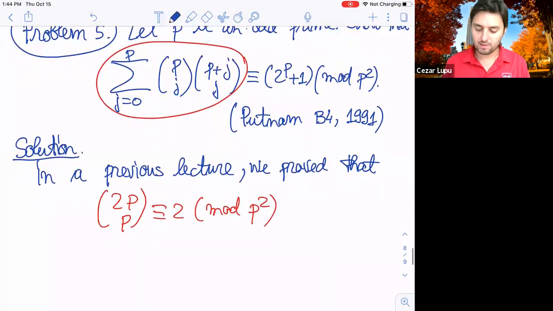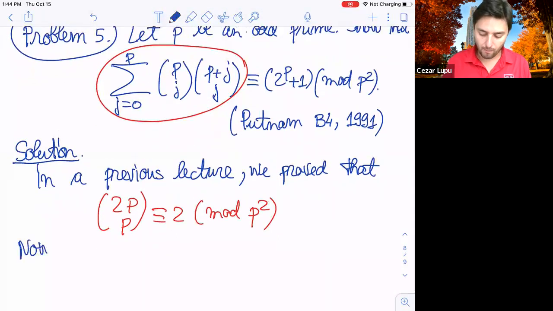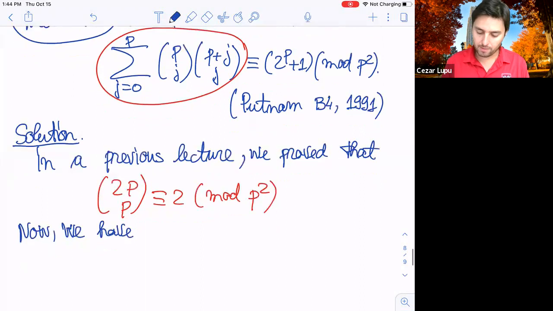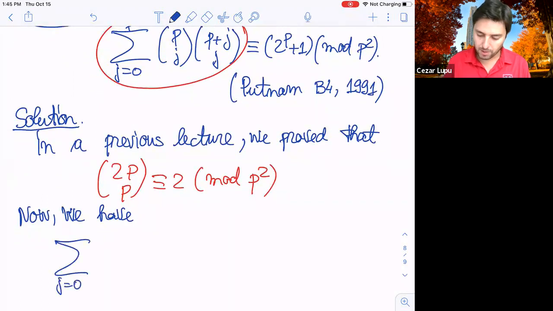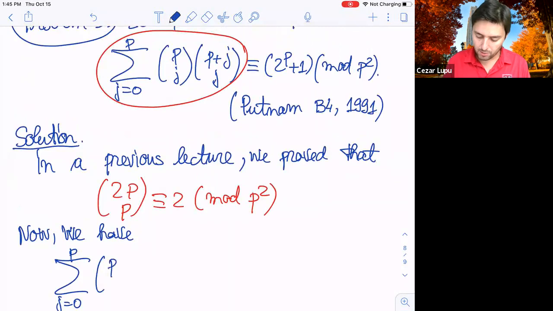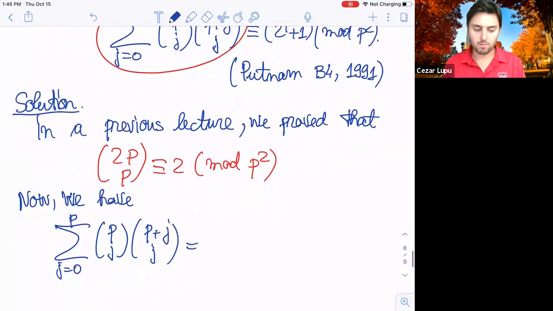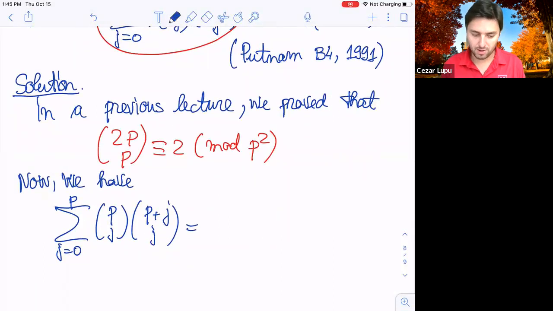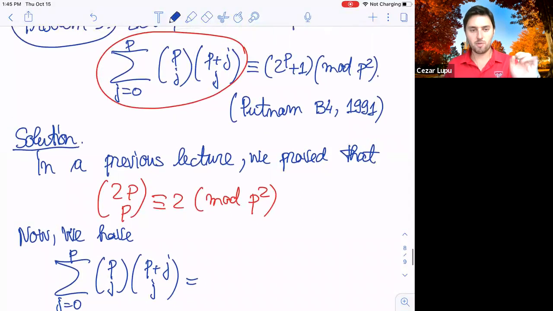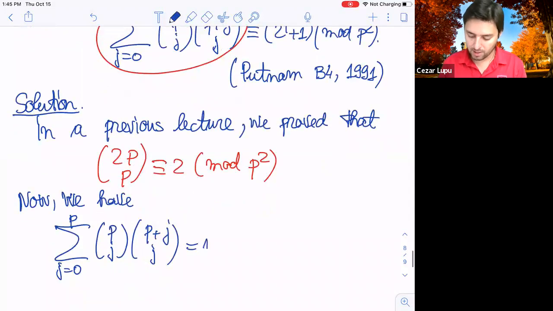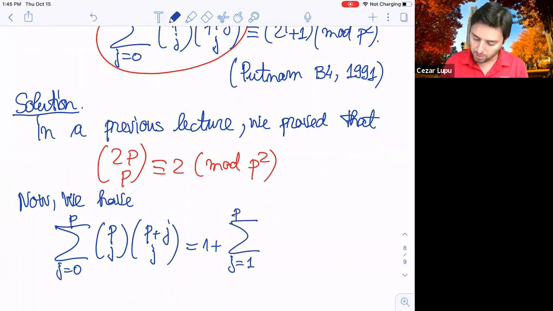Now let's look at that sum over there. So now we have this sum, the sum from j equals 0 to p of p choose j times p plus j choose j. And I'm going to do the following. Look, pay attention here. I'm going to drop the first term for j equals 0 and the last term for j equals p, and leave them outside. So the first one will be 1, and now I'm going to write the sum as the sum from j equals 1 to p minus 1.